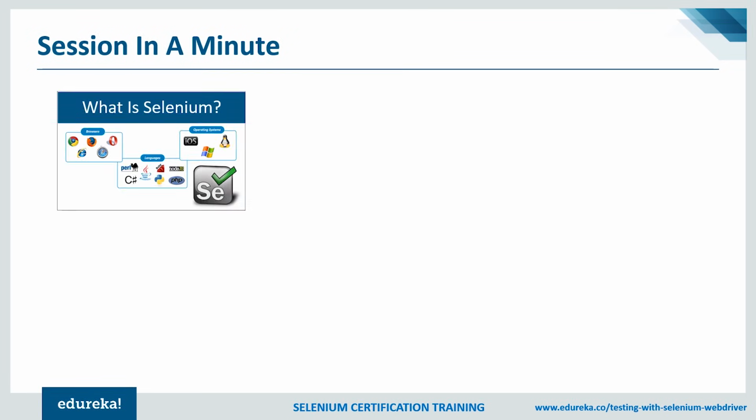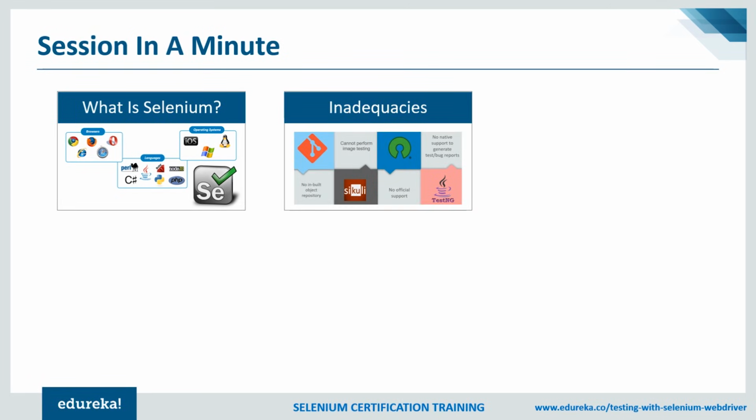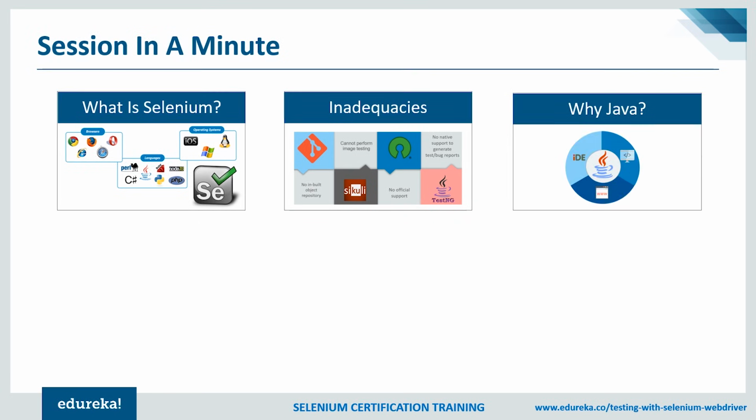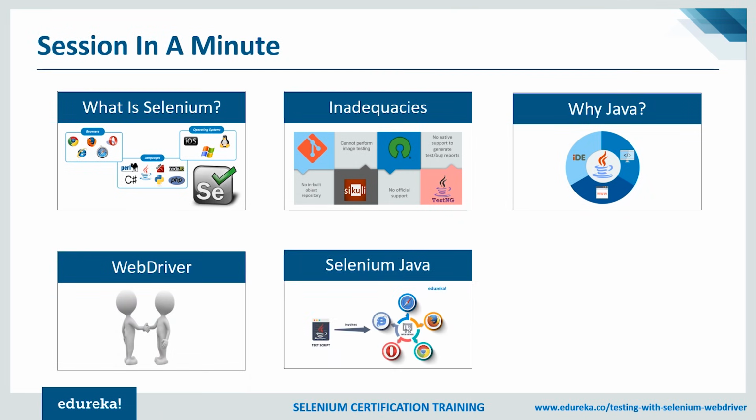So first we got to know what Selenium is about. Then we checked what its shortcomings are and how we can resolve them. Then we moved on to figure out why Java is required and how we integrate Selenium with Java using the WebDriver. And finally, we implemented Selenium Java and tested the Amazon web application.